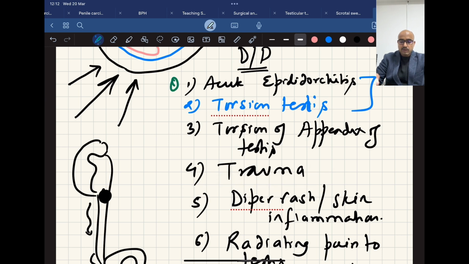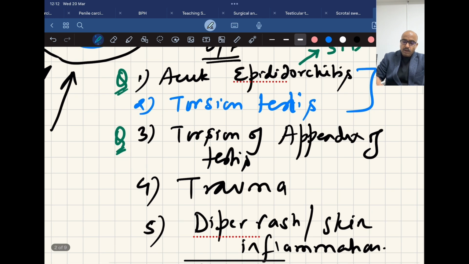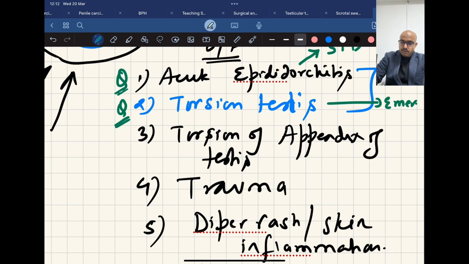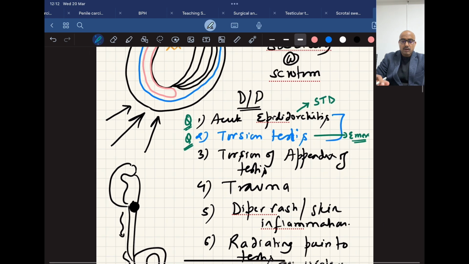Okay, so these are the common causes, and the most important ones from the exam point of view as well as for your clinical practice are acute epididymo-orchitis and torsion testis, because acute epididymo-orchitis is common due to sexually transmitted disease, and torsion of testis is a urological emergency. If you don't treat the patient within the given timeline, then the testis may be damaged. That's why it is an emergency situation. That's why these two are commonly asked, especially torsion testis.